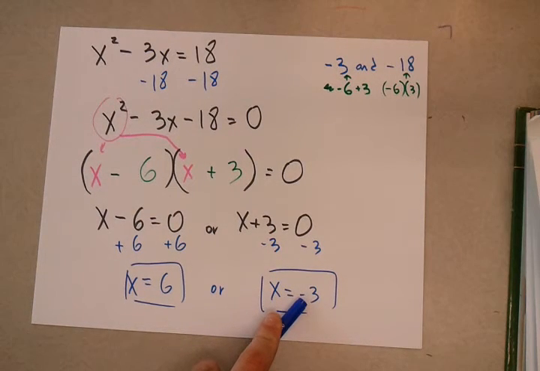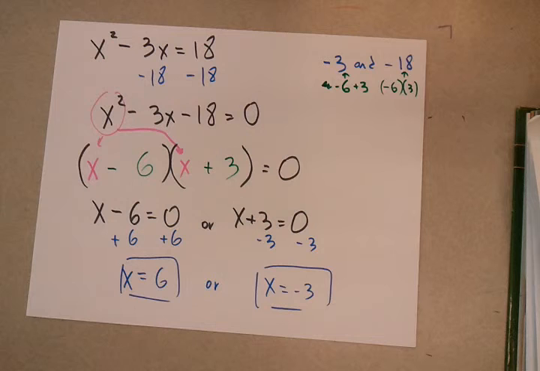If I plug this in, -3 squared, so -3 times -3 is 9, minus 3 times -3, that's a -9, which gives me a double negative. So I get 9 minus minus a 9, which is the same thing as 9 plus 9, and that's 18, and 18 equals 18. So both of these answers check out.